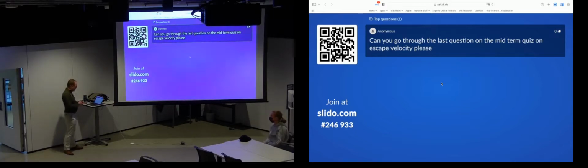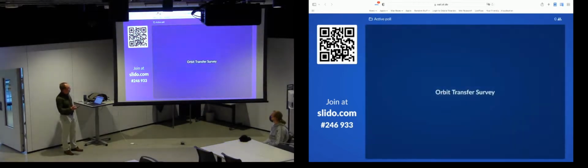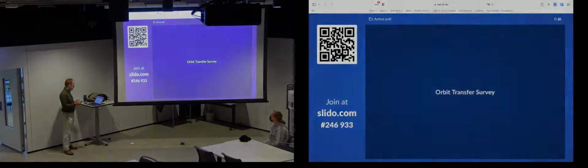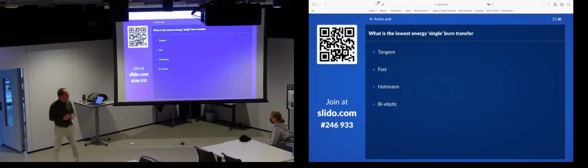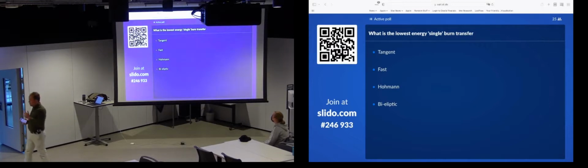Okay, let's work on our second poll of the day. This one is on orbital transfer. So now we're talking about orbital transfers and some of the common orbital transfers. First question, what's the lowest energy single burn?